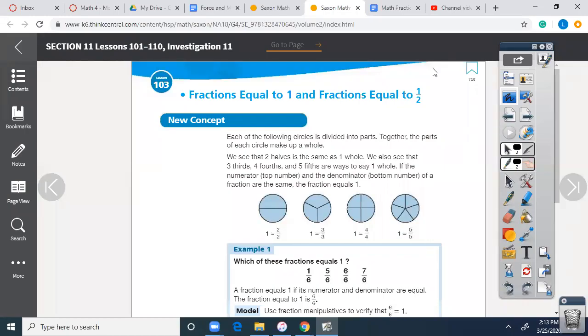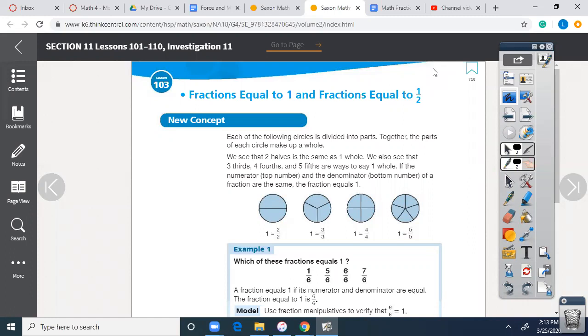We are doing lesson 103 today. It is called fractions equal to 1 and fractions equal to 1/2. If you have your textbook, you can get it out. We're on page 718, and we are going to go through some examples today.